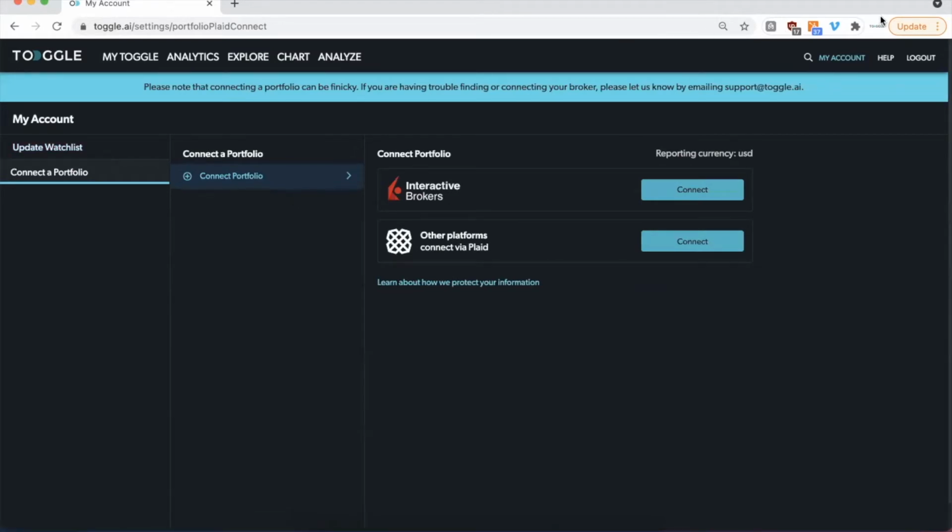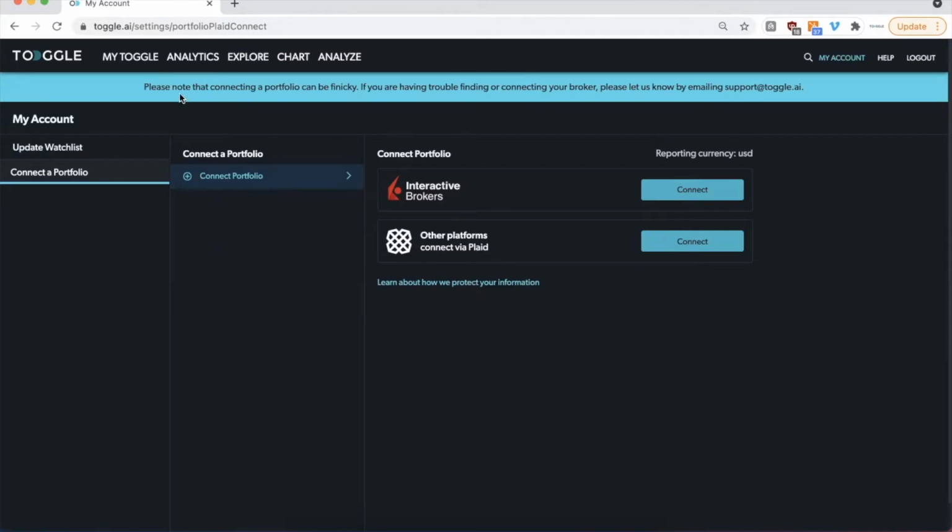There are two ways to connect your portfolio. One is if you have an IB account directly through Interactive Brokers, or if you're using a platform like Webull, Robinhood, TD Ameritrade, Charles Schwab, you can connect through Plaid. And if you want to learn a little bit more about how we protect your information, there's a little link at the bottom to learn more about that.